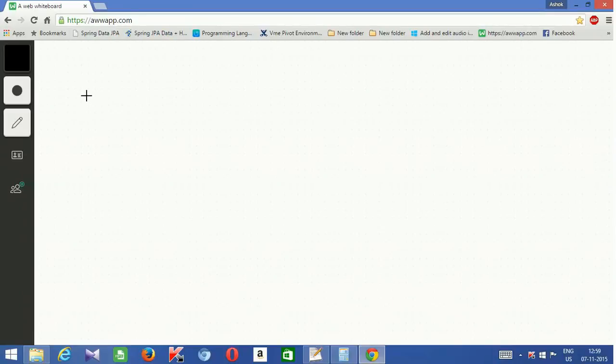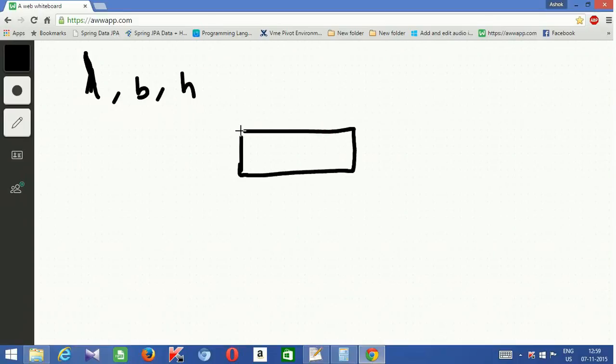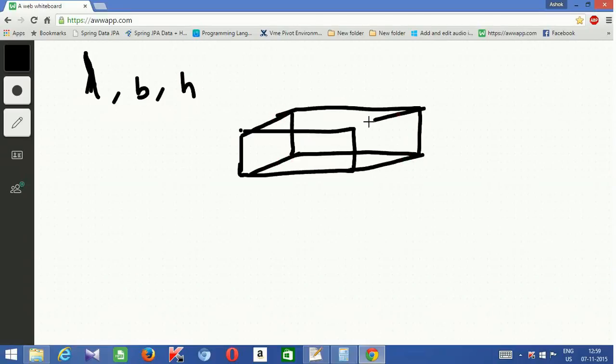In a cuboid you have a length, a breadth, and a height. A duster is a good example of a cuboid. If you see, this is a cuboid: this is maybe the length, this is the breadth, and this is the height. It has 6 rectangles, 6 rectangular faces. If this is length and this is breadth, this side will also be length and breadth, and so on.